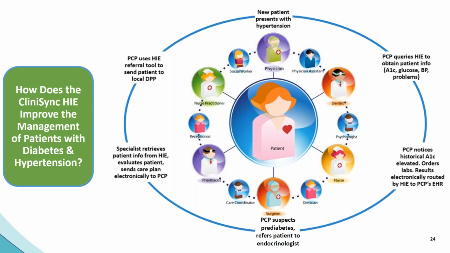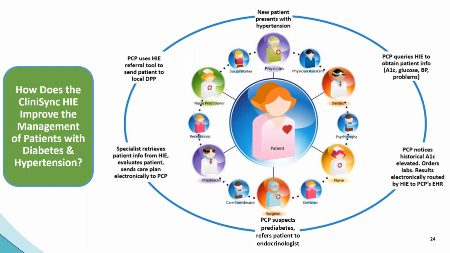So if a new patient were to present to a primary care physician, that primary care physician has a very complete picture of that patient's information available within the community health record. If that patient is thought to be pre-diabetic or maybe even diabetic, the referral out to a specialist now is just setting up the patient with that appointment.